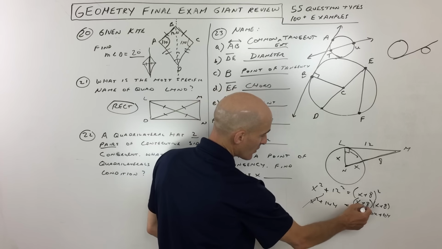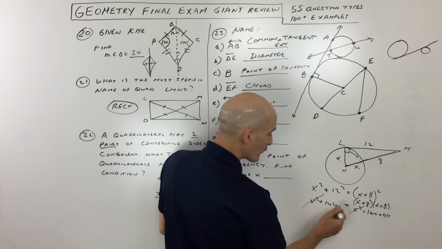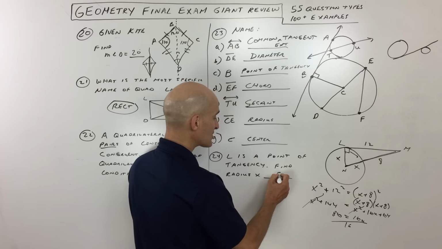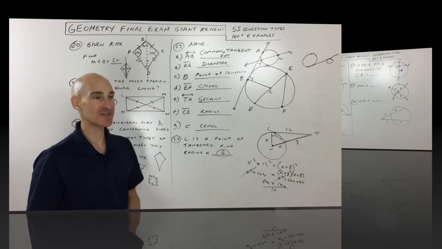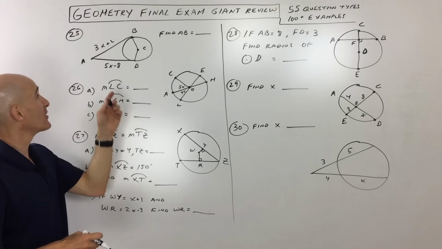Now if you subtract x squared from both sides, those cancel out. If you subtract 64 from 144, you get 80 equals 16x. And if you divide both sides by 16, you can see that x is going to be equal to 5, and that's your radius. Okay, everybody hanging in there? This is a good review. We're covering a lot of important concepts.